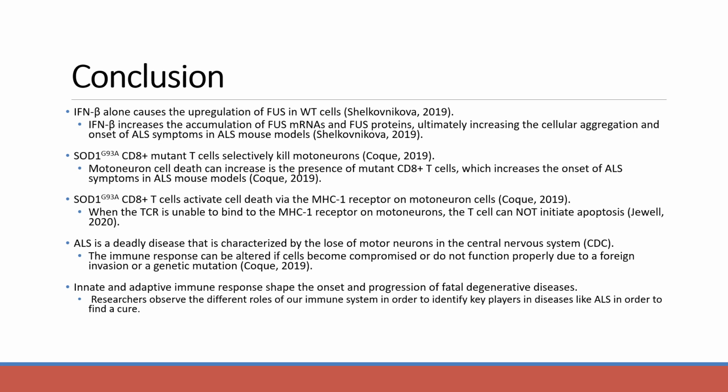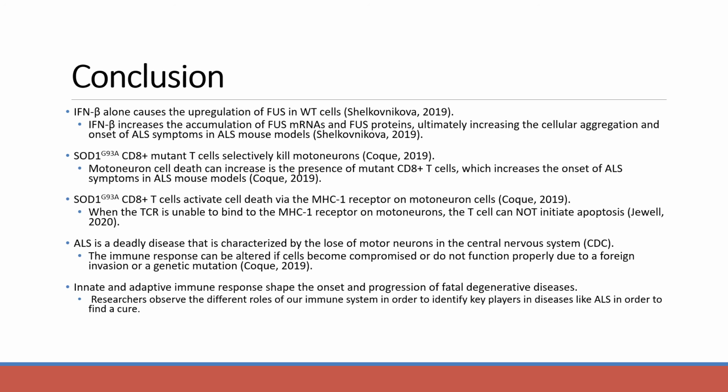ALS is a deadly disease that is characterized by the loss of motor neurons in the central nervous system, and the immune response can be altered if cells become compromised or do not function properly, either due to a foreign invasion or, as our data showed, genetic mutations. Both papers that we looked at, the observations and results concluded and agree with other studies that have found that the innate and adaptive immune responses help shape the onset and progression of this fatal degenerative disease.